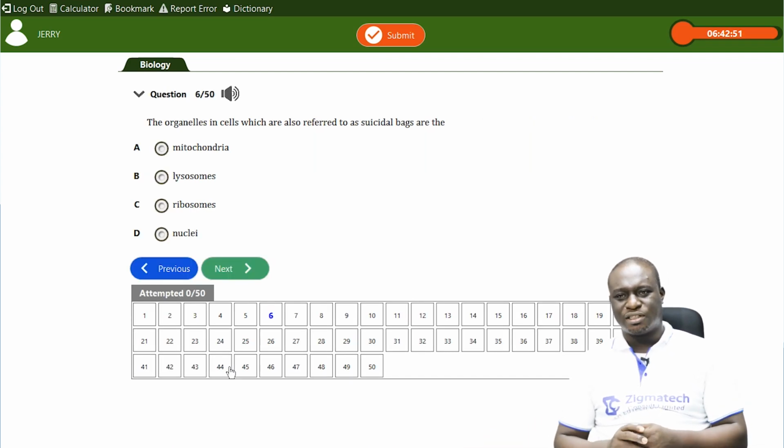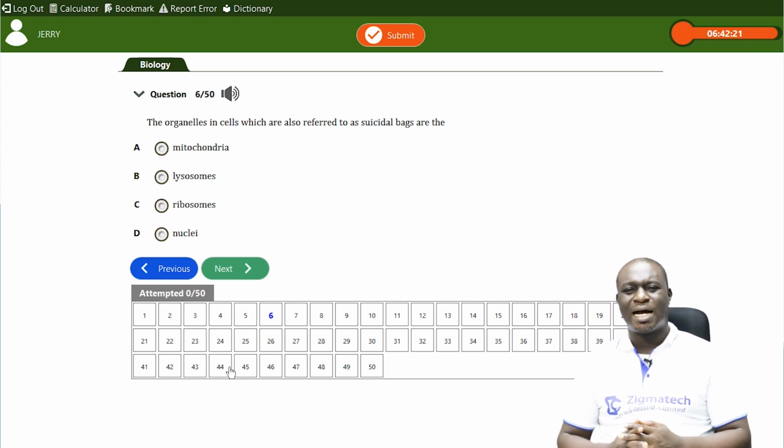They said the organelles in cells, which are also referred to as suicidal bags, are what? Now, the options that are given are something you should take note of. We have what we call organelles. They are found in the cytoplasm of the cell, and they carry out different functions. You can find them both in plant cells as well as in animal cells.